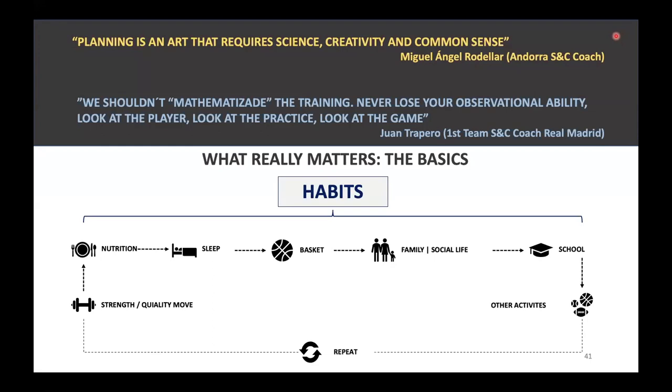We have to promote the habits. I mean, with this you have to give special attention to nutrition and sleep, and the basketball training, and the family and social life, and the school and other activities, and repeat. We have to create a healthy habit for this player to promote his long-term development.